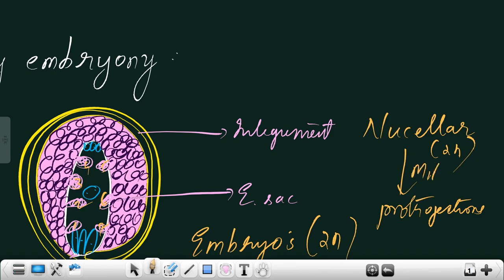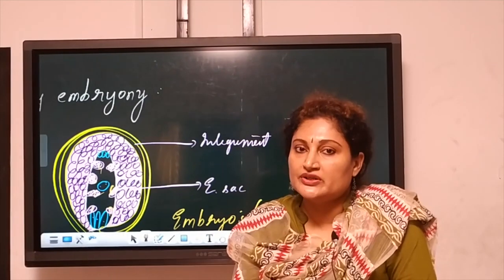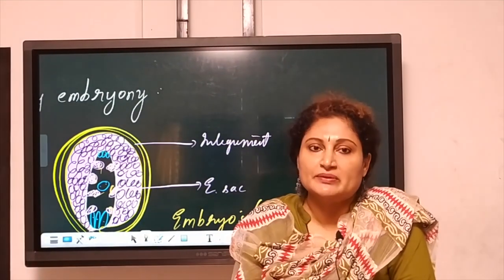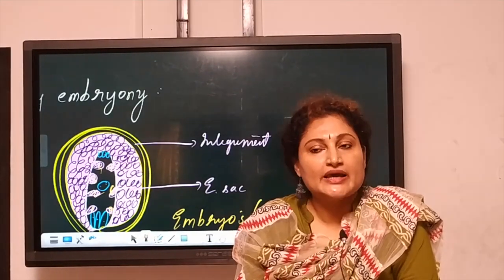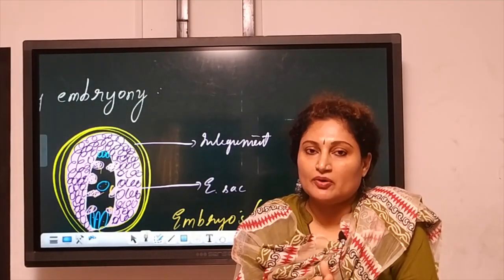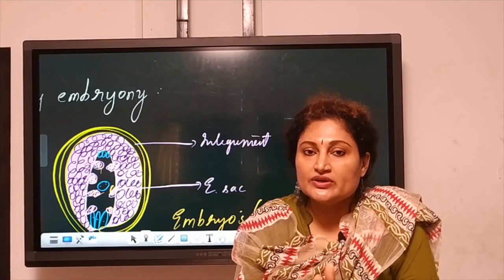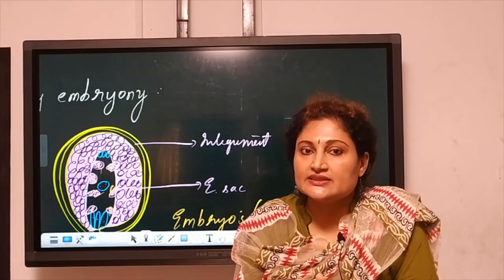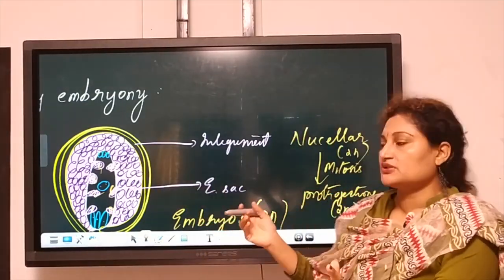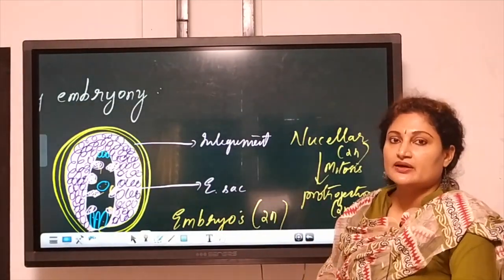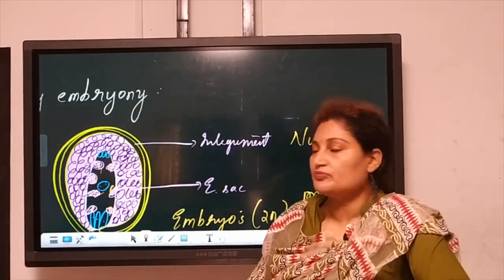By which division? By mitosis. And definitely we know with mitosis, the ploidy will be 2n. That's why the embryos in polyembryony are also 2n, just like apomixis. So in both apomixis and polyembryony, we have embryos that are diploid, not haploid. And how did they become diploid? Even without fertilization, we know the reason in the first case and in the second case. The main reason is the process of mitosis.